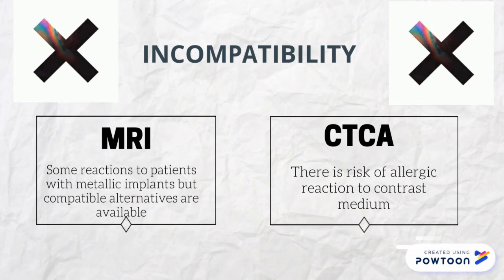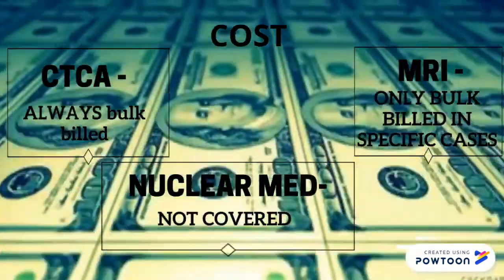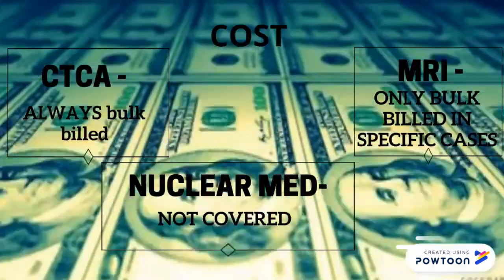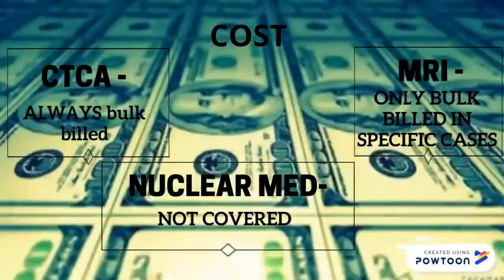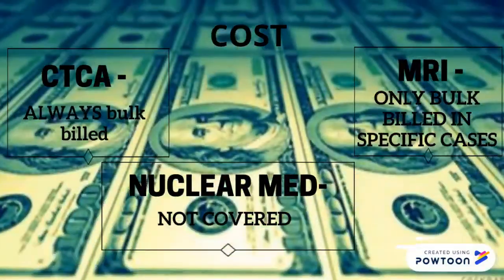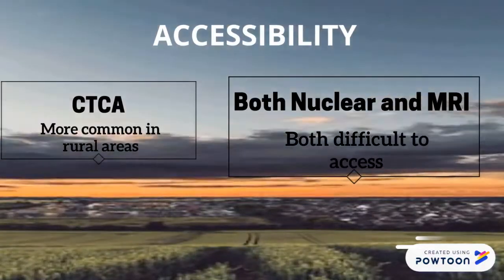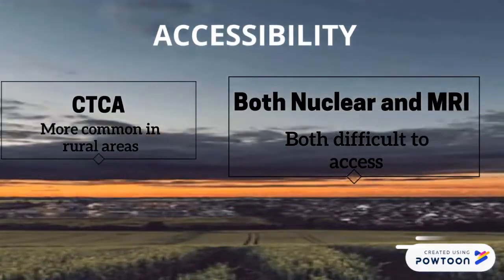CTCA also has the risk of allergic reaction to the contrast medium that is injected. In terms of cost, all modalities are quite expensive. However, CTCA is regularly bulk billed, while MRI is bulk billed only in very specific cases, and nuclear medicine is not covered at all. MRI and nuclear medicine are difficult to access, especially in rural areas, while CTCA is more common.